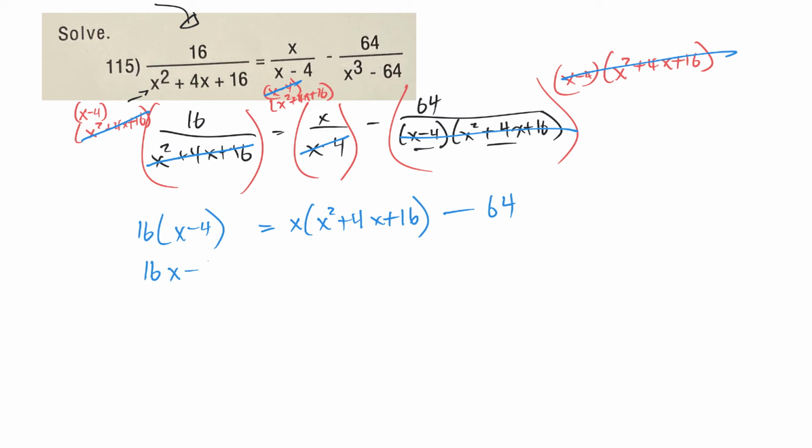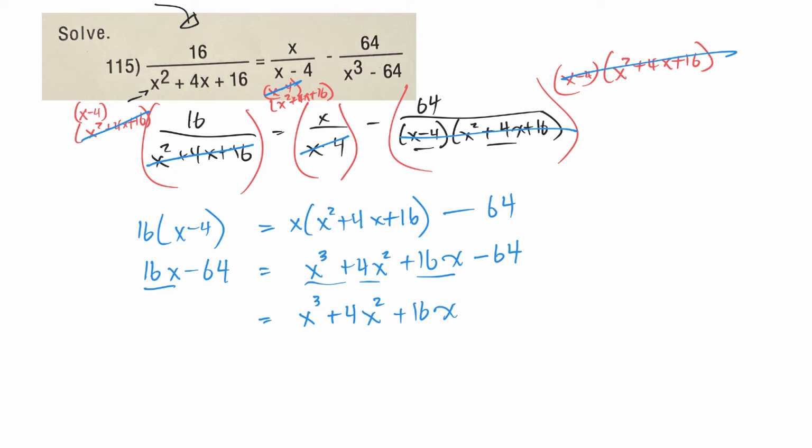So this would be 16x minus 64 is equal to x cubed, awkward, plus 4x squared plus 16x minus 64. Okay, feeling good there. Let's bring everything over onto the left side. So I'll have x cubed plus 4x squared plus 16x, that's what's here already. And then I'll bring this over and make it a negative 16x. So that's gone. I have a minus 64 already. This one I'll bring over and make it a positive 64.